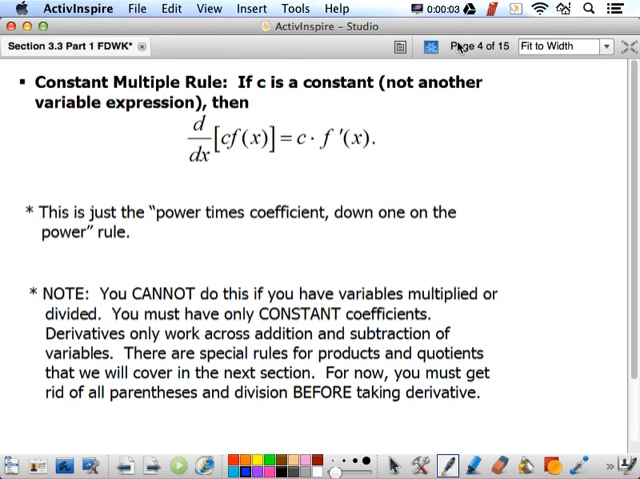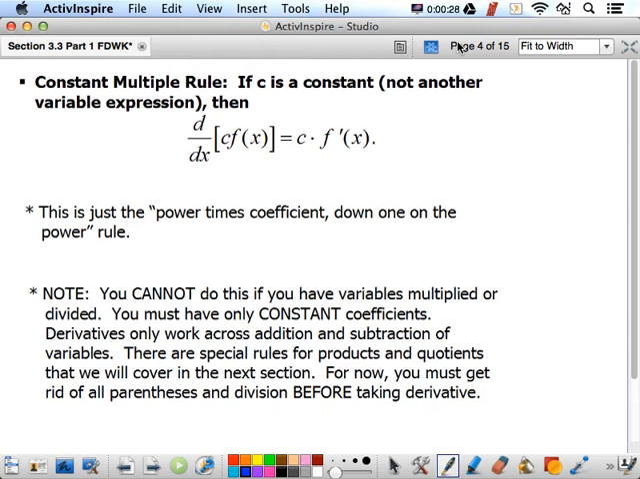So the power rule can be extended and used as the constant multiple rule. And what it says is that if c is a constant, not another variable expression, so we're talking about c as a constant, just like a coefficient. Like instead of just plain x to the third, you had 2x to the third. Okay, you just had a constant coefficient there. You can still use the power rule exactly the same.